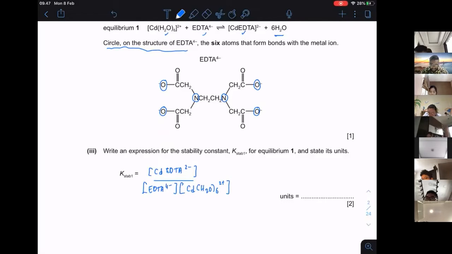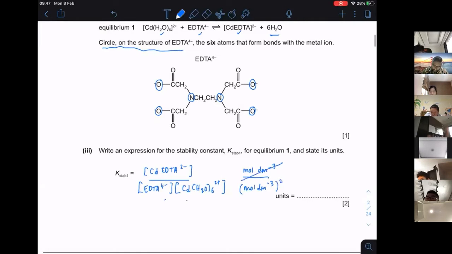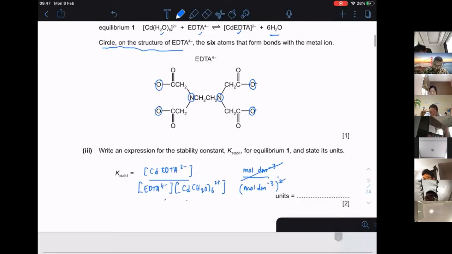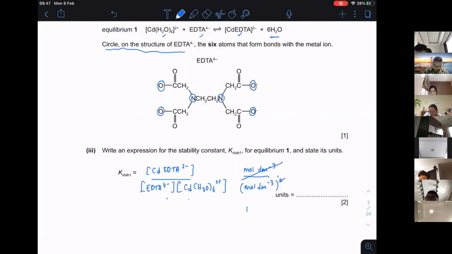And then they are asking about the stability constant's unit. When we are looking into the unit, we have to work on it. So here it is going to be mole per dm cube divided by mole per dm cube to the power of 2. When you cancel, you are left with 1 only. So it's going to be 1 over mole per dm cube, so it's supposed to be mole negative 1 dm to the power of 3. Please take note of this.